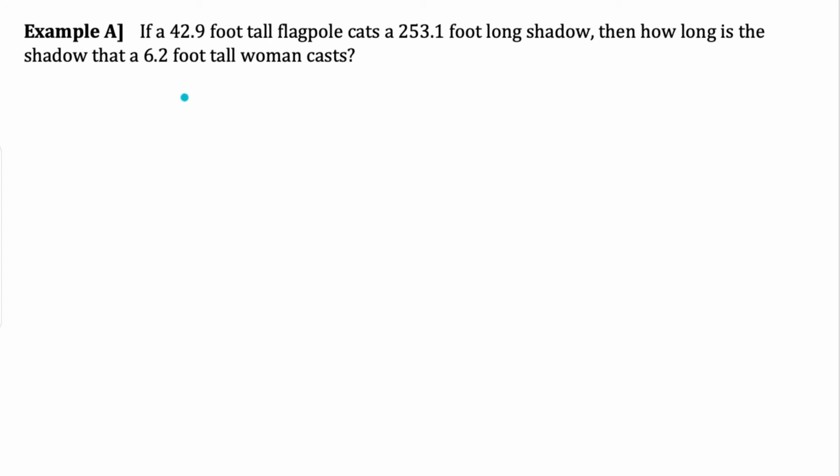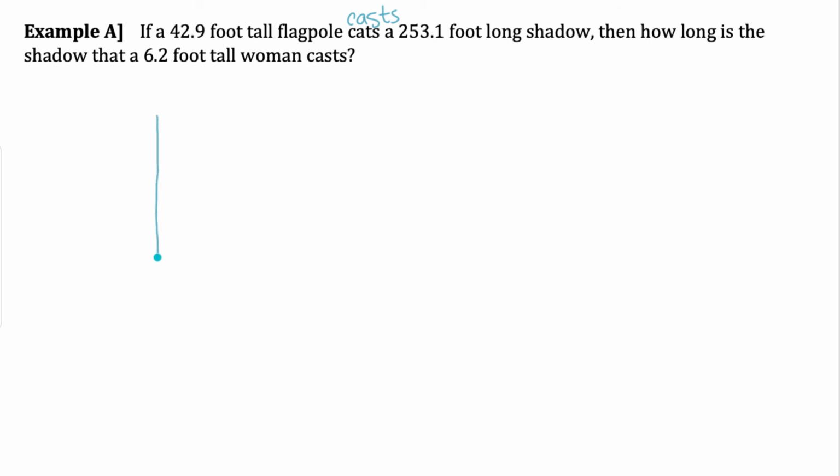So we have a 42.9 foot tall flagpole that casts a 253.1 foot long shadow. Then how long is the shadow that a 6.2 foot tall woman casts? Okay, so when we're setting up the proportion, or for any of these word problems, if we don't actually have a triangle in front of us, we could draw it as a triangle if we want, right?